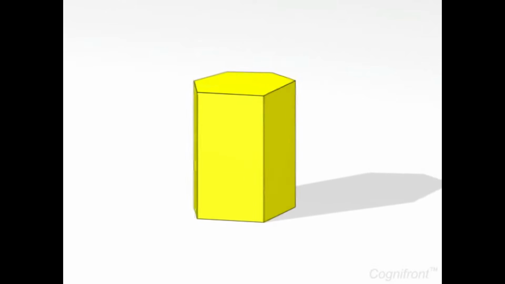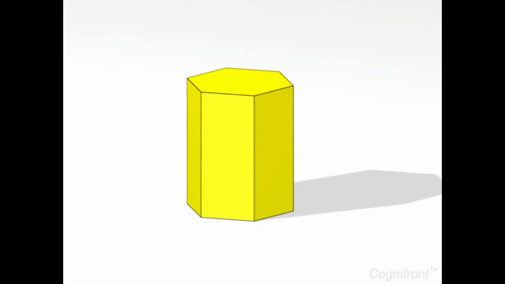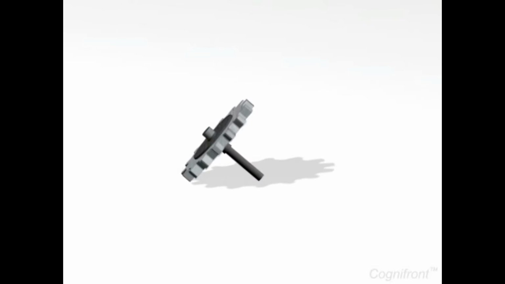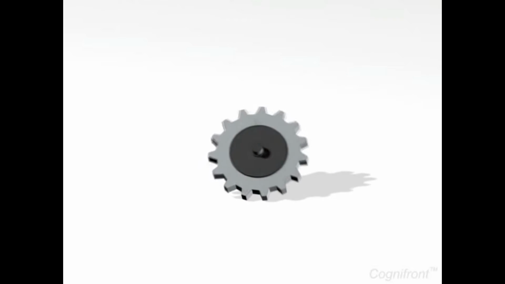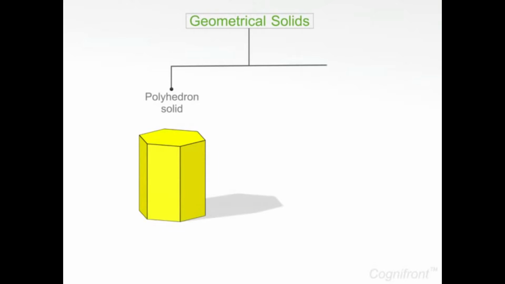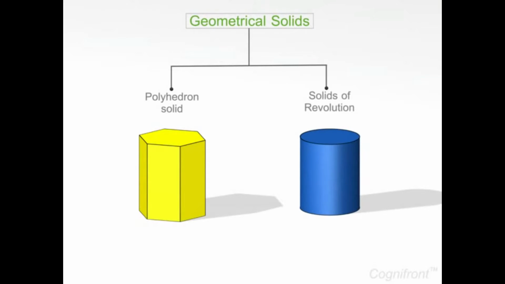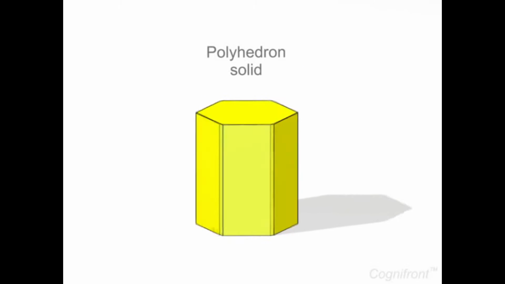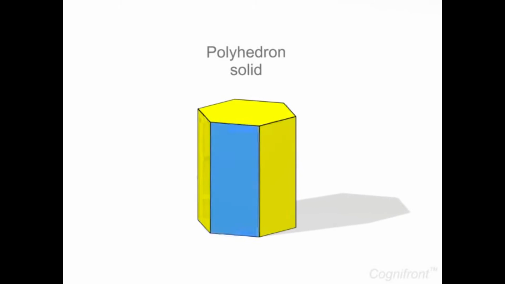Hi, in this session, let's study three-dimensional solids. As an example, a machine part is a 3D solid. In general, geometrical solids are classified as polyhedron and solids of revolution. A polyhedron solid has many heads or sides, known as planes or faces.